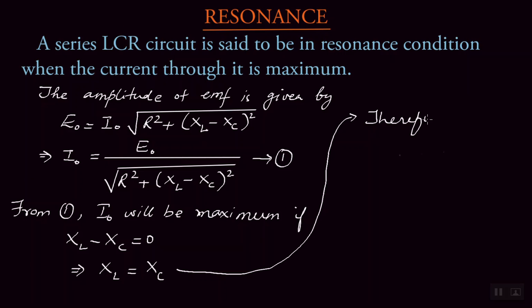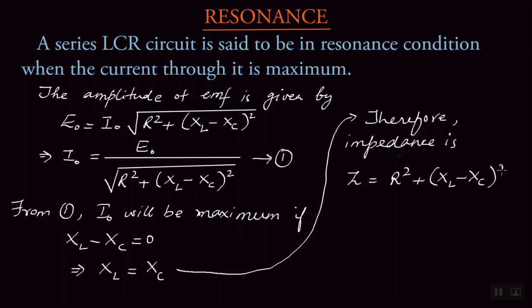Therefore, impedance Z is equal to the square root of R square plus XL minus XC whole square. Now since this term is not there, you will get the square root of R square, so that is equal to R. So you can see here that the impedance is contributed by the resistance only. Okay, so it also means here that the circuit is a purely resistive circuit.